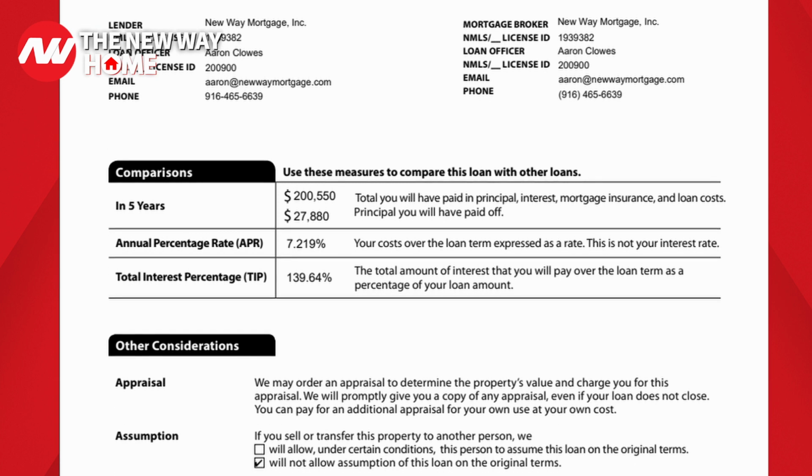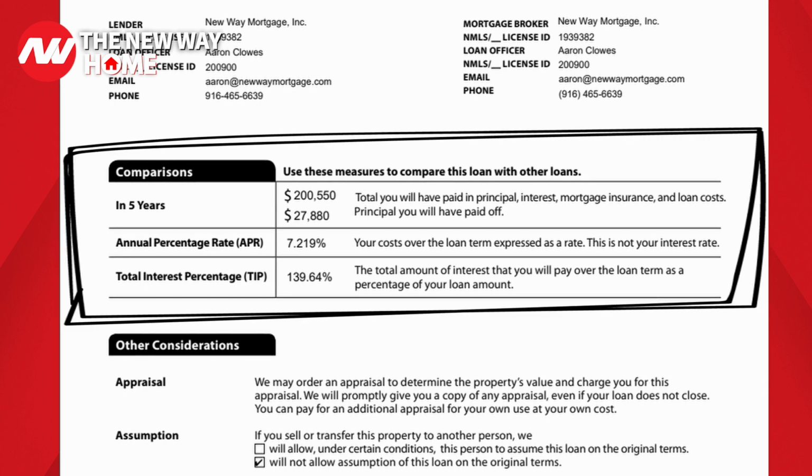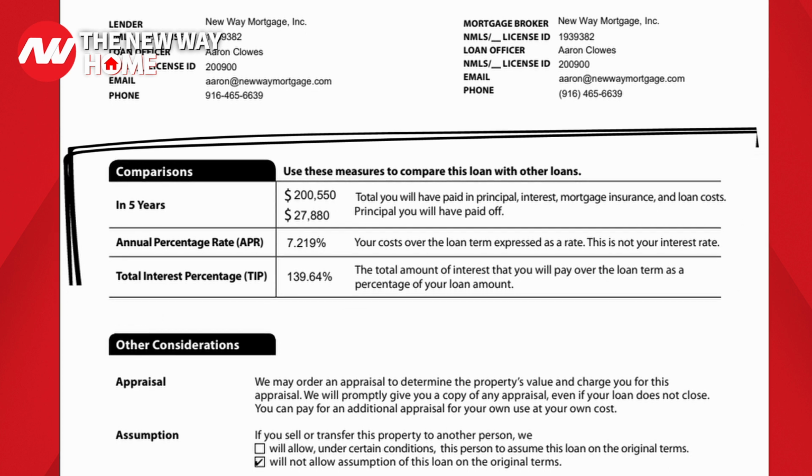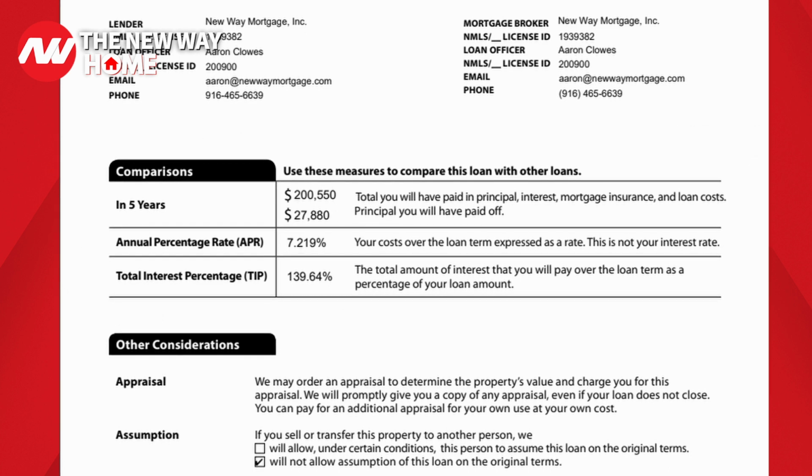Now, in the next section, this is where there's some information that can be a little bit confusing. But basically, the first box under comparisons shows you how much you will pay over the first 5 years. That's how much principal, interest, insurance, all that stuff. How much you'll pay over the first 5 years.